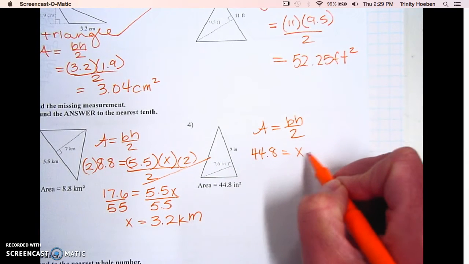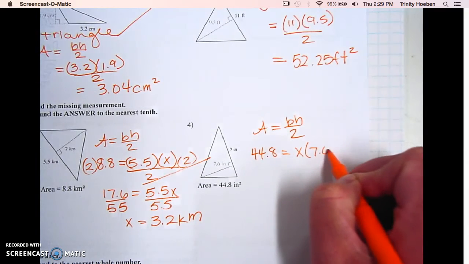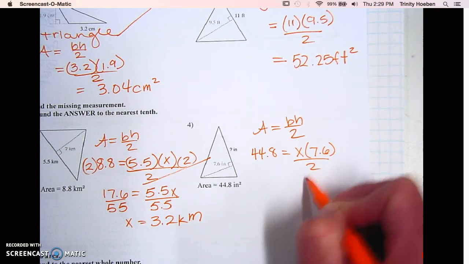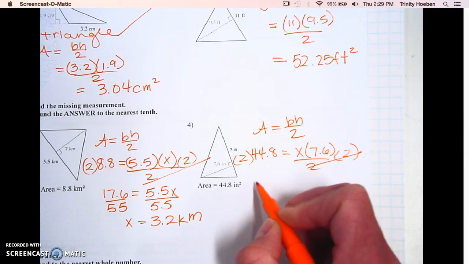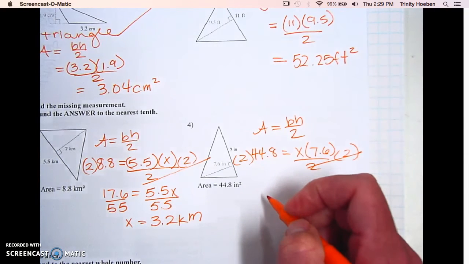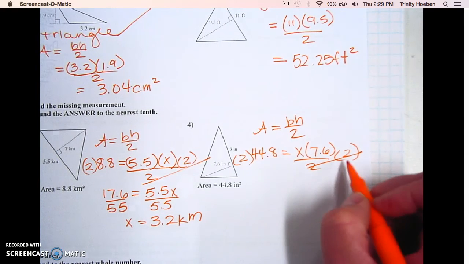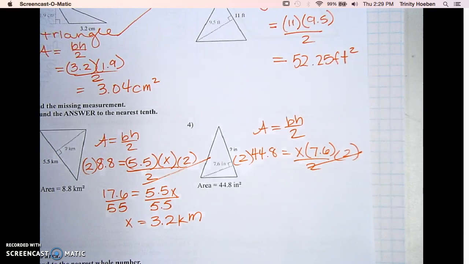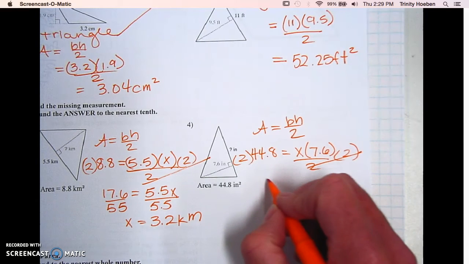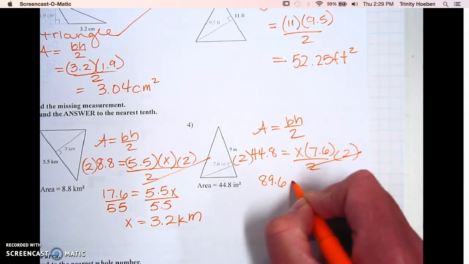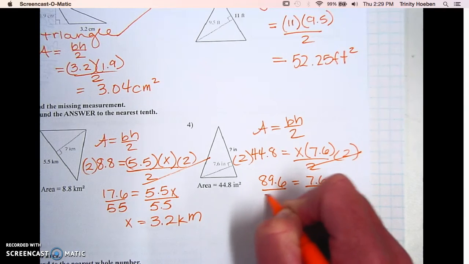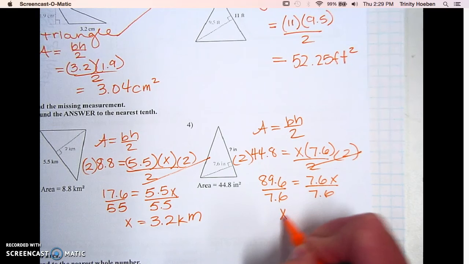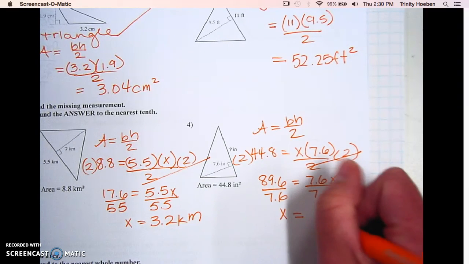Base, we don't know, so we'll plug in an x. Height is 7.6. First inverse operation we want to do is to multiply both sides by 2. They cancel over here, and we get 2 times 44.8. Sorry, I didn't write it down. Is 89.6. So divide both sides by 7.6. And that base is 11.8 inches.